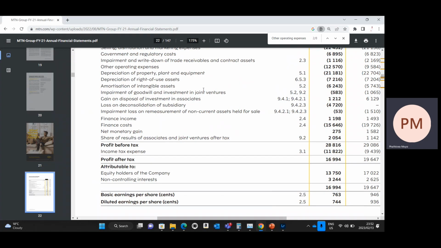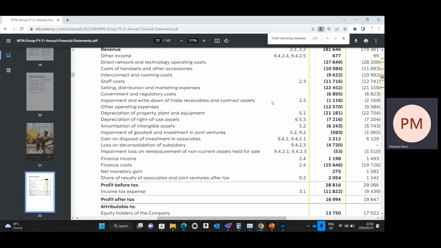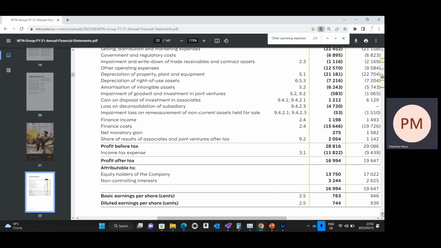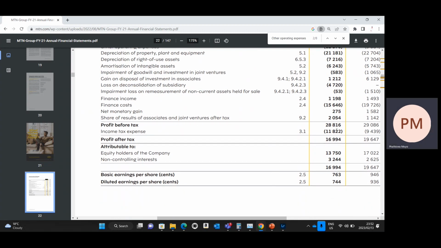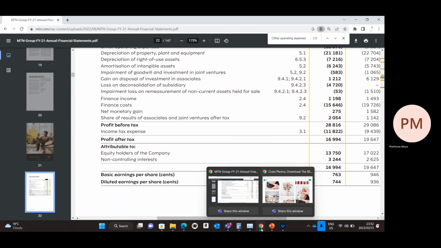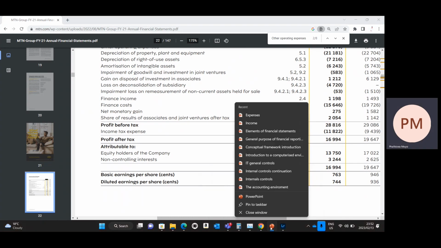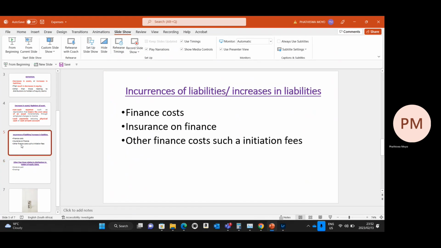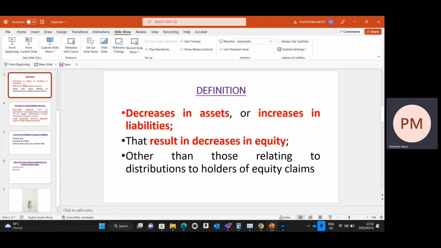If you're looking at this statement of profit or loss and other comprehensive income, it starts from revenue, it ends at profit after tax. Then there are adjustments now for the profit after tax. So it's not within income and expenses, it's after those. So that's why they're saying you can't include the claims distributable to owners. You can't include now the claims distributable to equity holders.